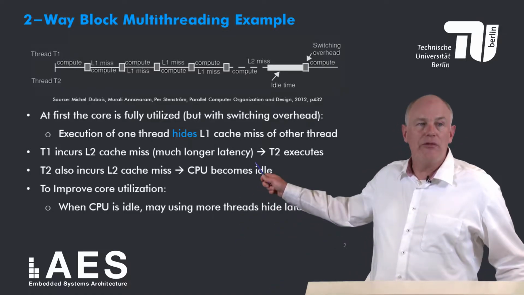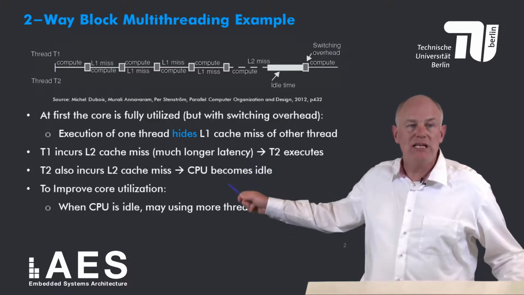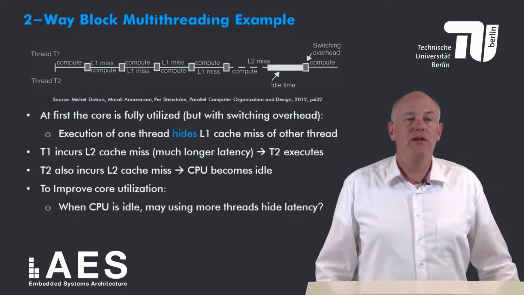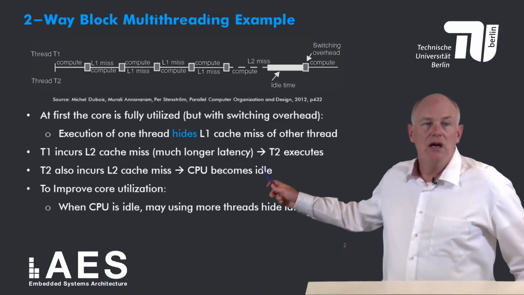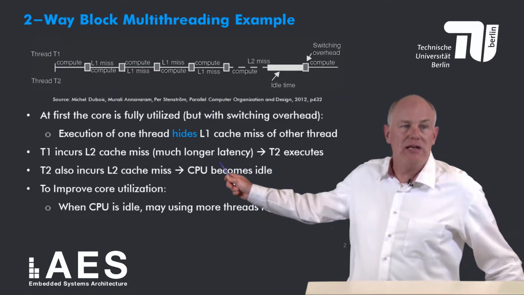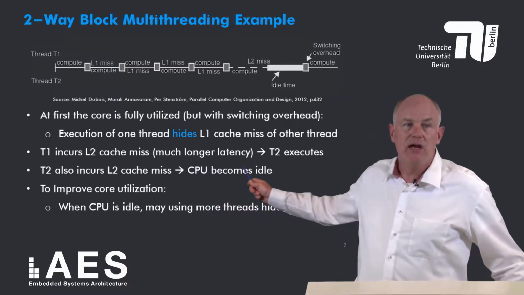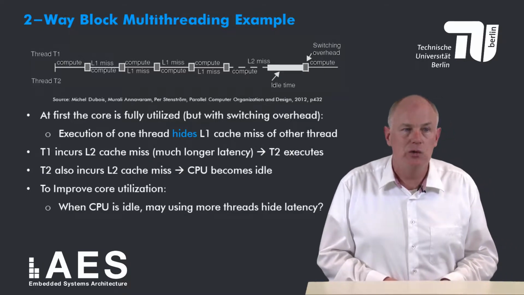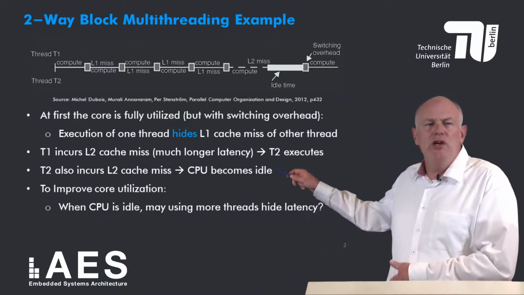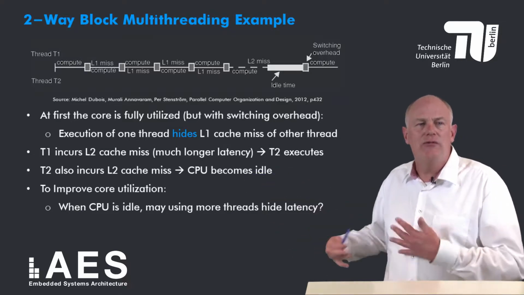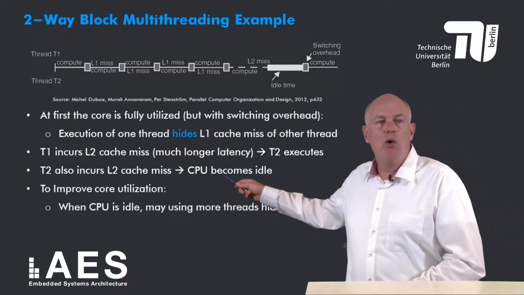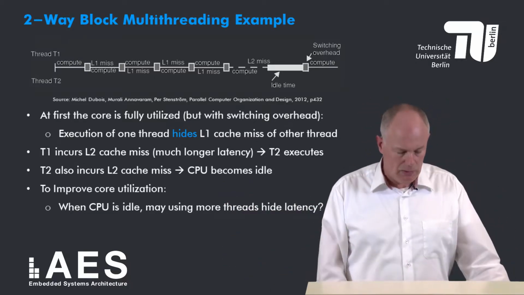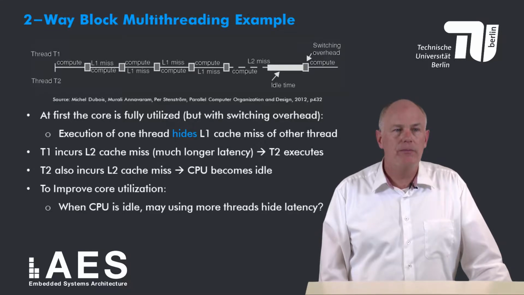But when thread 1 incurs a level 2 cache miss, which has a much larger penalty than a level 1 miss, thread 2 will execute, but when thread 2 also incurs a cache miss, the CPU will become idle because there is no other thread to execute anymore. So to improve the utilization of our core even further, we can use more threads, but this of course involves a cost, and we need to be able to find these more threads.